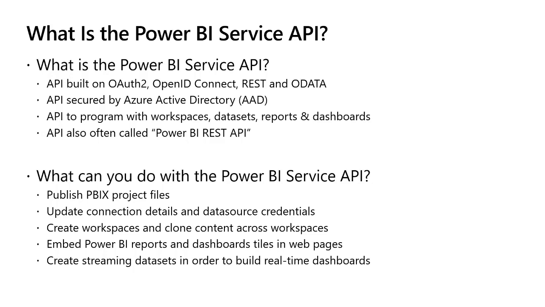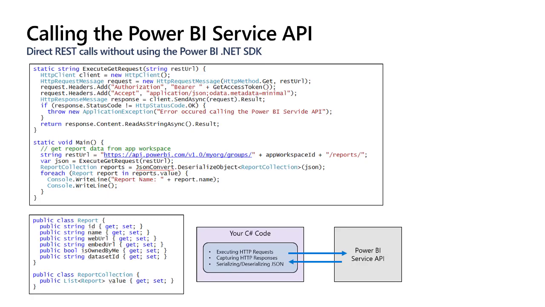Well, we can do things like publish PBIX files. You can basically push out a PBIX file and then programmatically update the connection details. You can trigger a refresh. You can basically write code to clone content across workspaces. And if you're dealing with embedding, once again, it's an essential aspect being able to program against the Power BI Service API. Now, it's possible to program directly against the Power BI Service API without using the SDK.